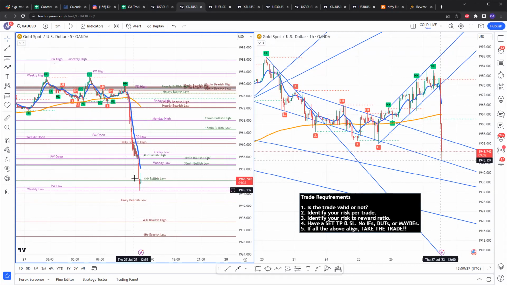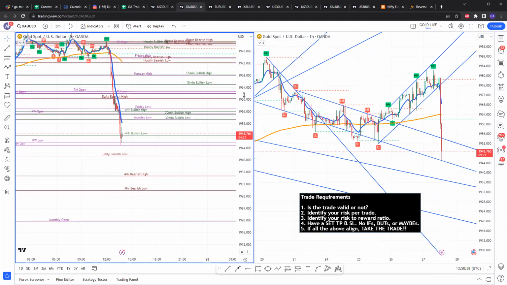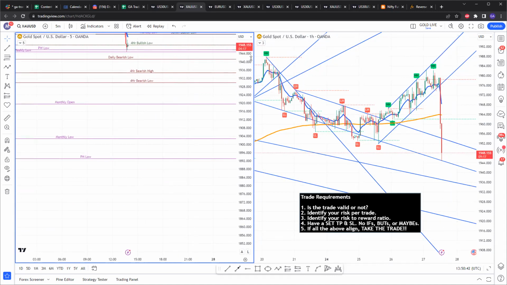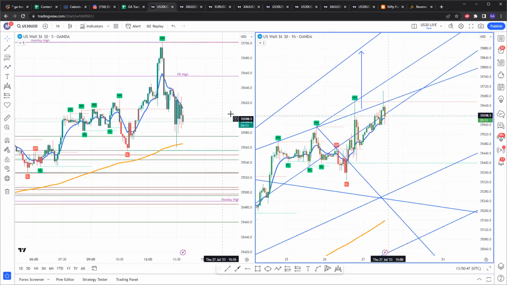I have to reset the zones. So this daily bearish high overrides anything. So if gold breaks down and closes below the daily bearish low, we have the 4-hour bearish high and low that's right there, 1936 to 1929. And gold, look at that. Buyers don't have any, so same thing for US 30, the same way.